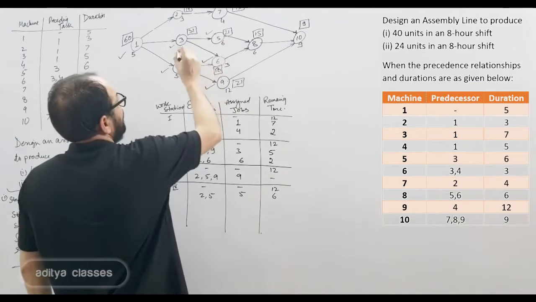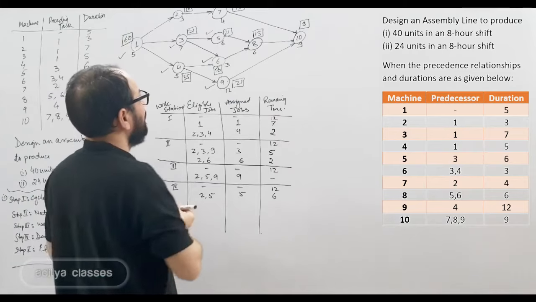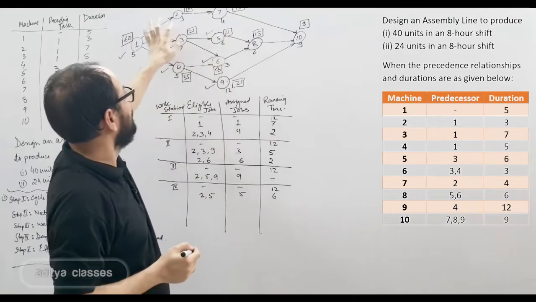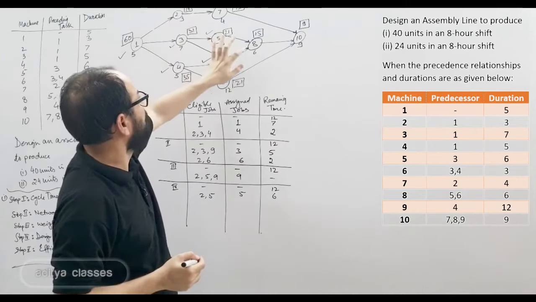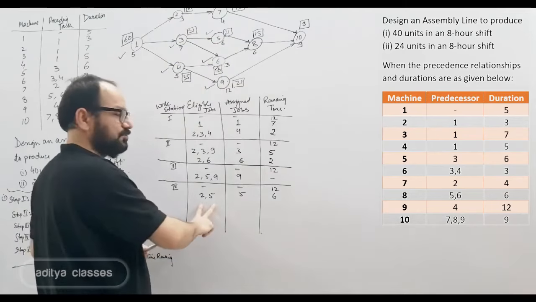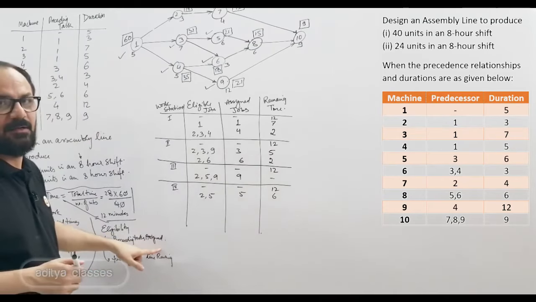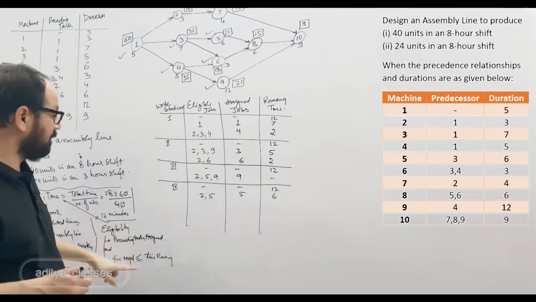5 is done. Now as soon as 5 is done, 8 also is eligible because 8 is getting inputs from 5 and 6. So now I have eligible 2 and 8. Earlier it was 2 and 5, 5 is done. Now I have 2 and 8 on first condition. Preceding tasks are done. But what about the second condition?